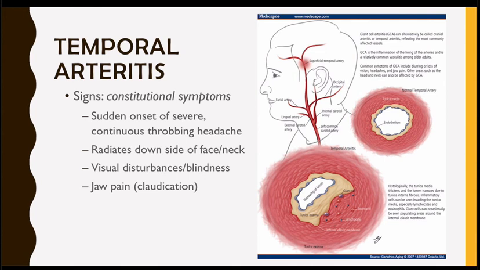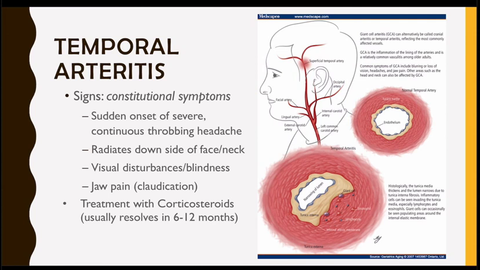Temporal arteritis would have those constitutional symptoms, right? Evidence that the body's fighting something. And then typically a very sudden, severe throbbing headache that can radiate down their face and neck. They often have visual disturbances and blindness and some jaw pain, like a claudication jaw pain. Most often you see the first two: the sudden throbbing headache and the radiation down the side of your face.